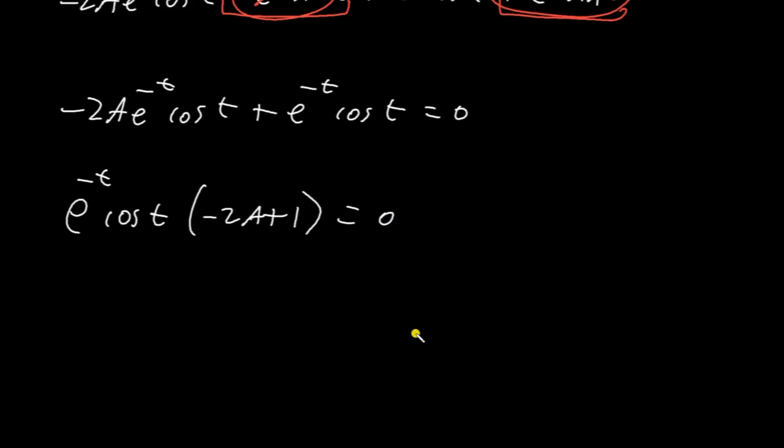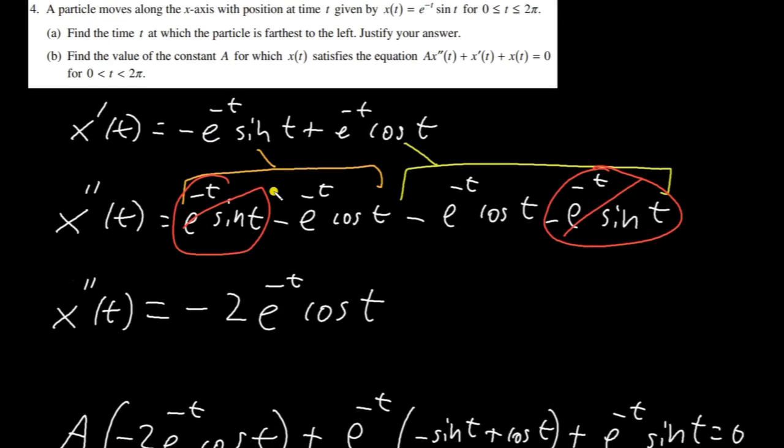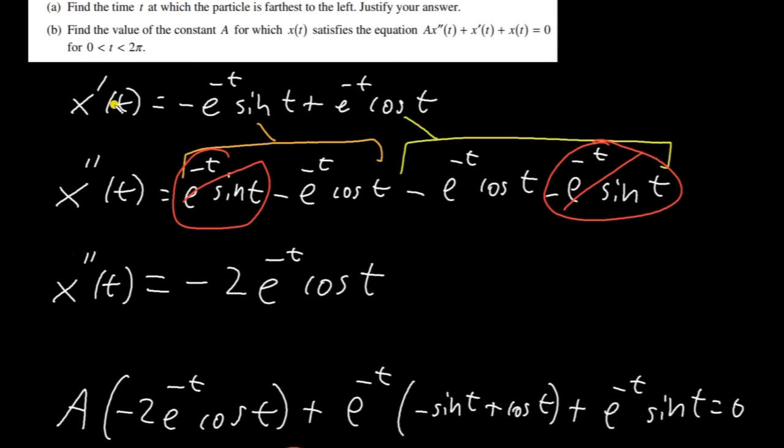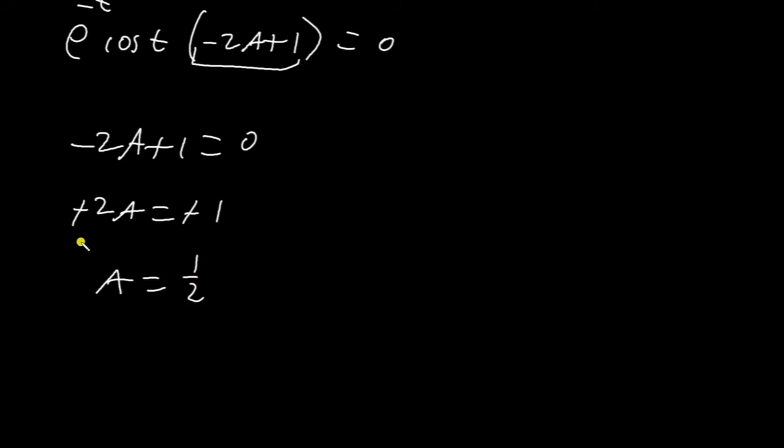Okay, now if we want to find the value of a, we're going to focus on this part here, right? Because they asked us, remember, what value of a will make this thing equal to 0. So we'll take this and set it equal to 0. We'll get negative 2a plus 1 equals 0, subtract 1, negative 2a equals negative 1, negatives will cancel, a equals 1/2. Okay, that's the answer to this question. A is equal to 1/2.